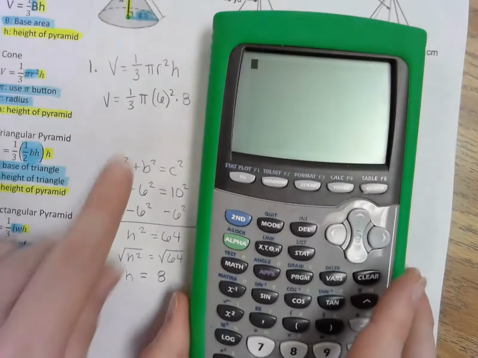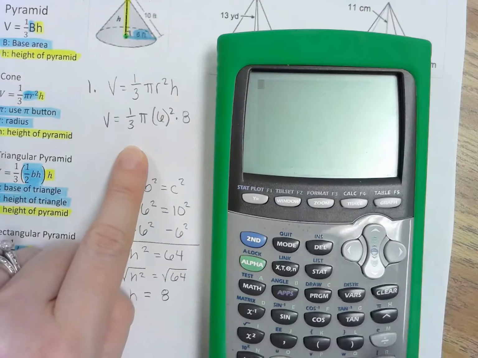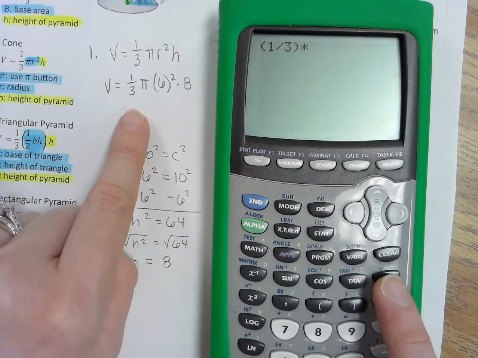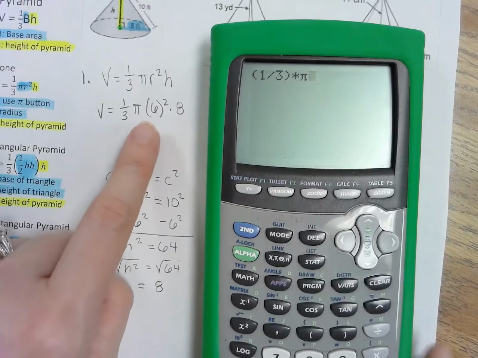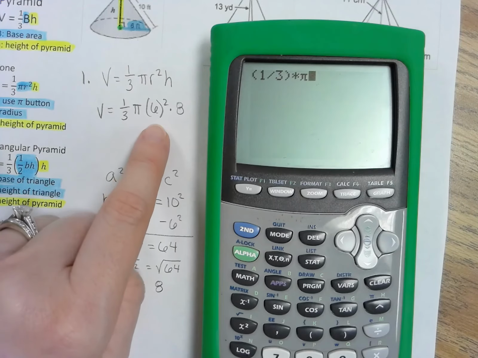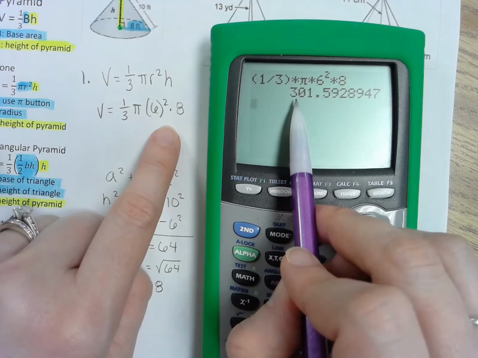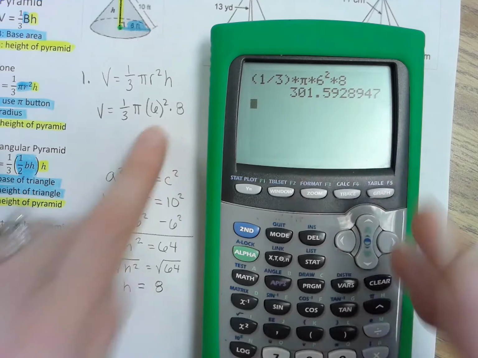So let's go to our calculator and calculate this volume. So 1/3 times pi, second, and underneath the clear button is where you'll find the pi button. So second pi times 6 squared times 8. We find, rounding to the nearest hundredths, 301.59.